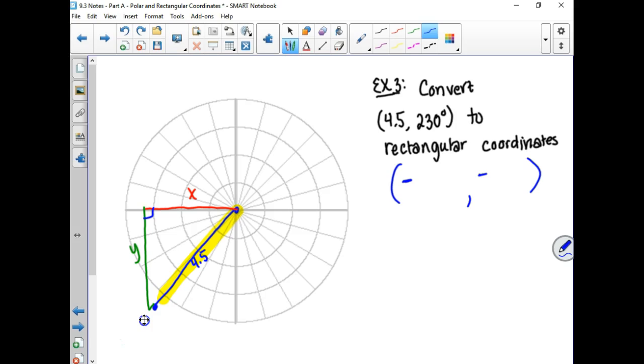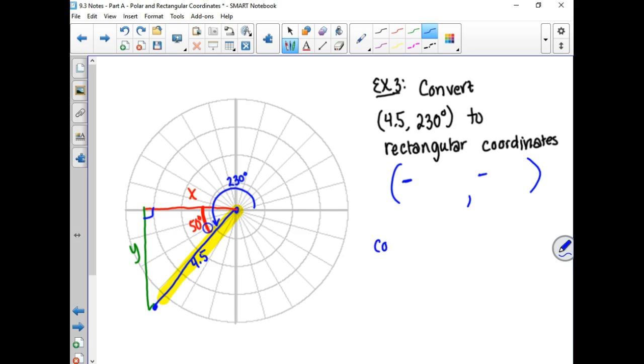So if I am looking for X, this is adjacent and hypotenuse, so I would say cosine of X, or sorry, I need an angle. We don't have an angle. Oh, how can we find an angle? I know the whole thing is 230, but if I subtract 180 from it, I can learn that this angle right here is 50 degrees. Because 180 is that horizontal line right there. So if I subtract it, it leaves me this angle.